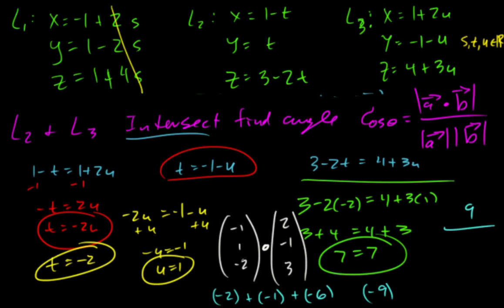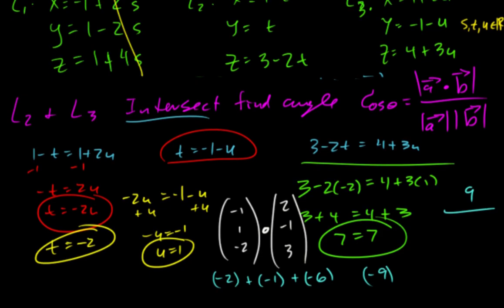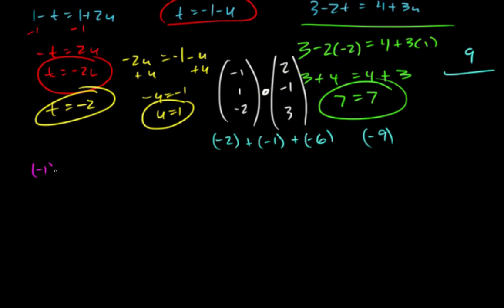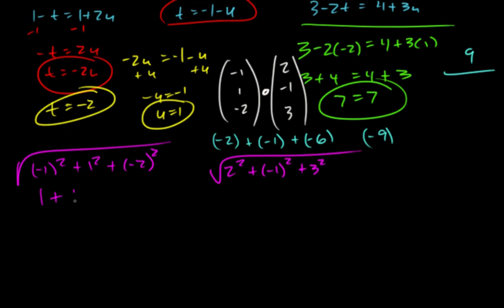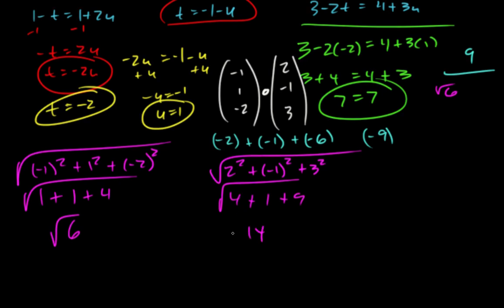Now we need to find the magnitudes of each of these. So let's get a little more room. So we have negative 1 squared plus 1 squared plus negative 2 squared, square rooted. Then this one would be 2 squared plus negative 1 squared plus 3 squared, square rooted. 1 plus 1 plus 4, 4, 5, 6. So we have square root of 6. And then we have 4 plus 1 plus 9. And that's 14. And then if we multiply those together, we get 9 over the square root of 84.